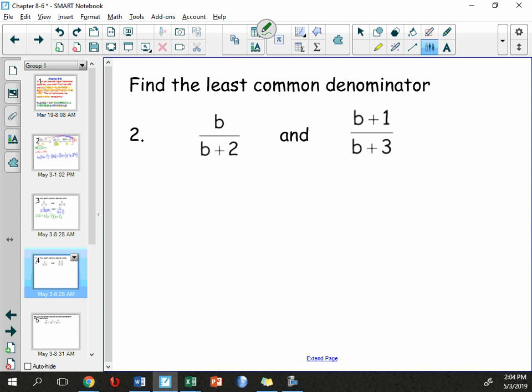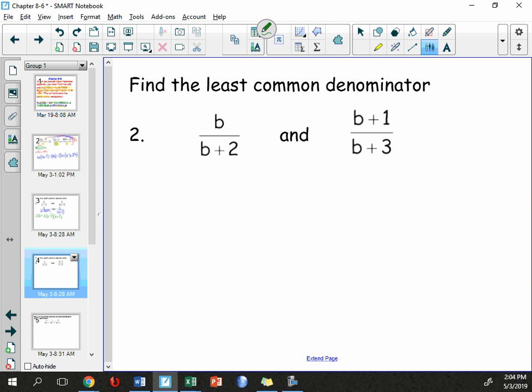I need to find the LCD. So I'm looking at the denominators. Can I factor the first denominator? Why? There's no GCF, and I can't put it into two binomials. So with that being said, I need to go ahead and do the second one.